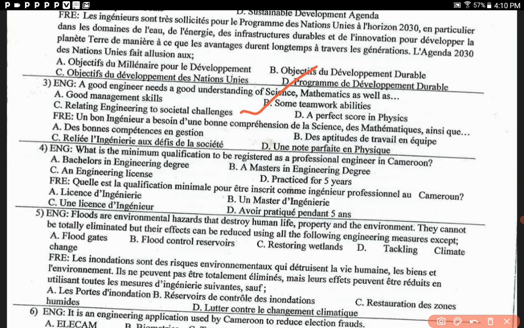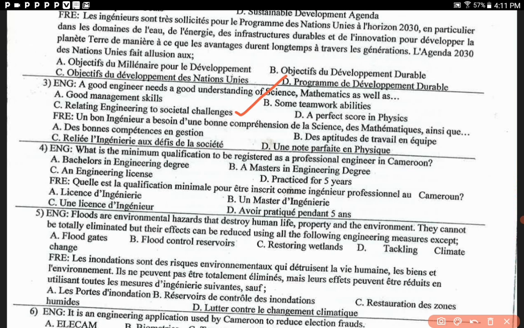Question 4. All right, so for question 3, I said the answer is C. Question 4: what is the minimum qualification to be registered as a professional engineer in Cameroon? The answer is A.